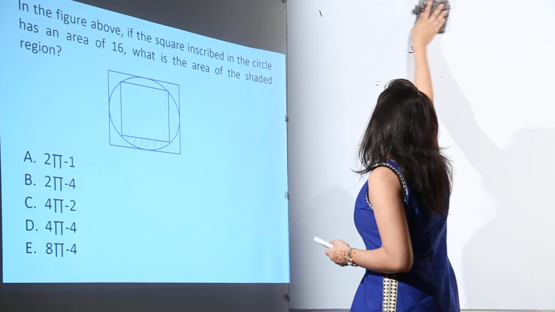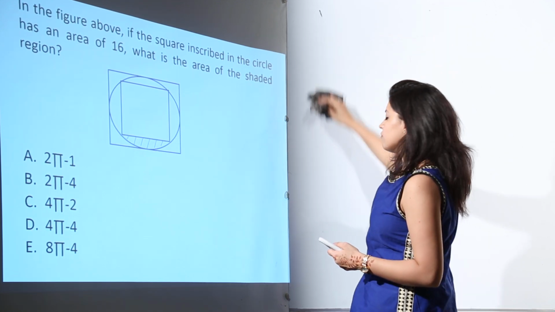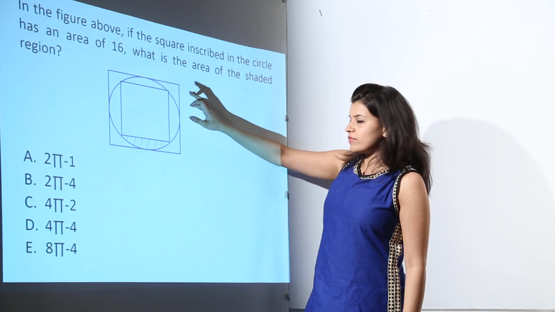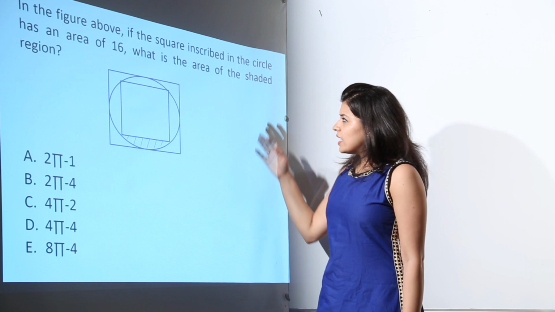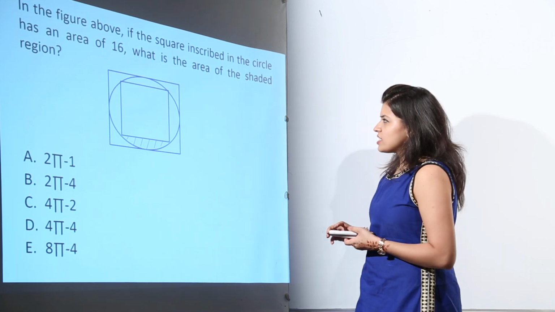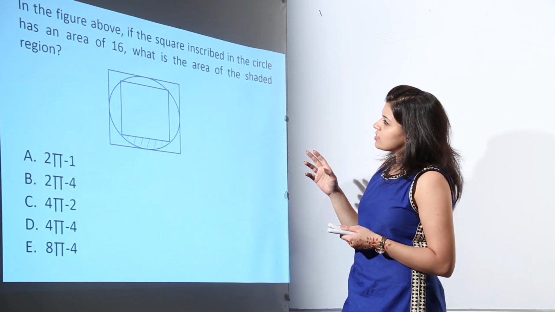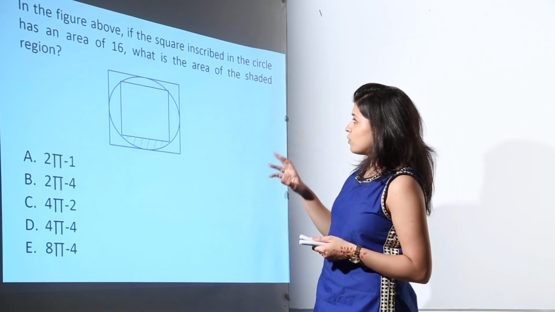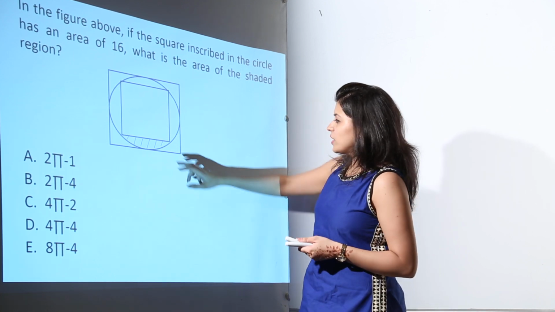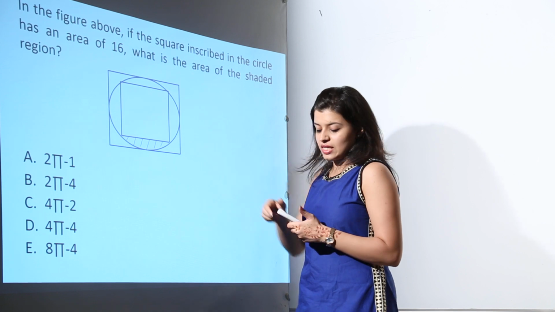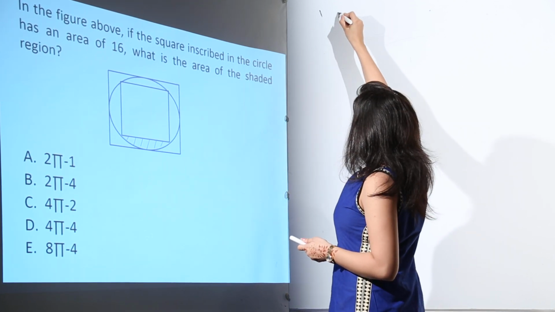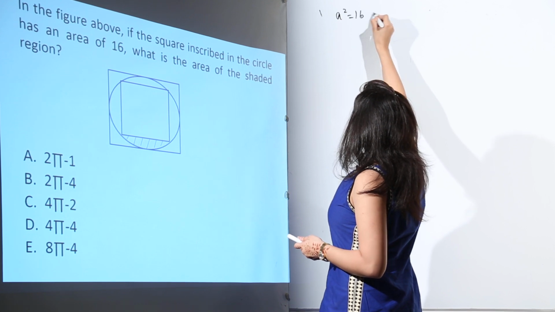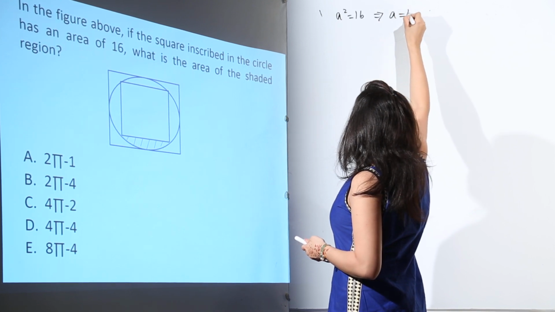In this question we have a figure in which inside a square we have a circle and then inside this circle we again have a square inscribed. Let us see what the question says. The question says that in this figure, if the square inscribed in the circle has an area of 16, what is the area of the shaded region? So we know that the area of this square is 16. That means if we take the side of the square as a, we can say that a square is 16. From this we can conclude that the value of a is 4.